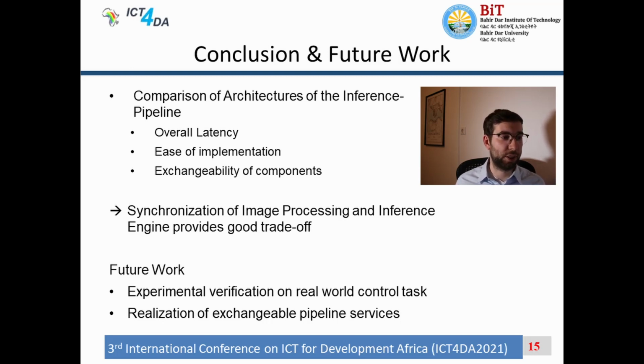The ease of implementation was quite good, and it was still exchangeable even though certain synchronization efforts between two components have to be established. In future works, we want to experimentally verify the architectures on a real-world control task and realize an exchangeable pipeline service.